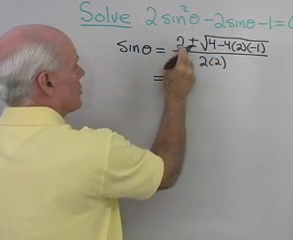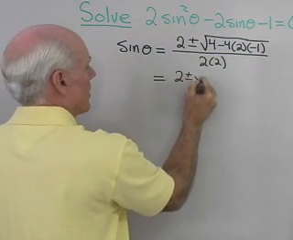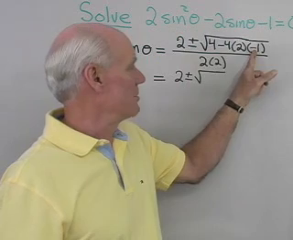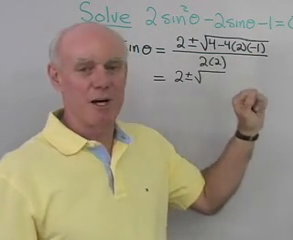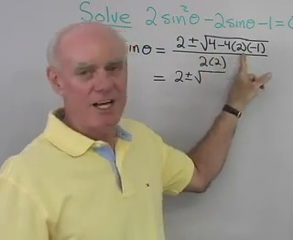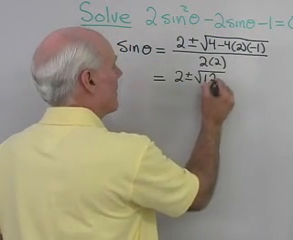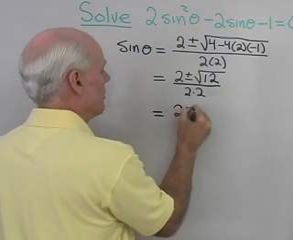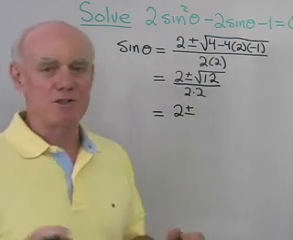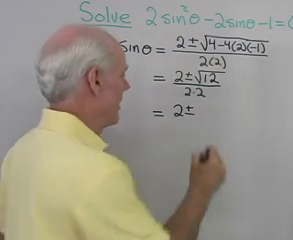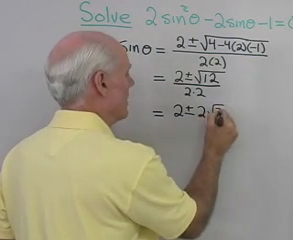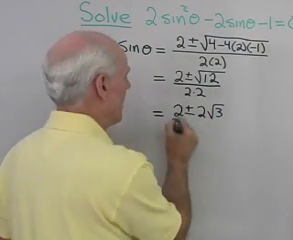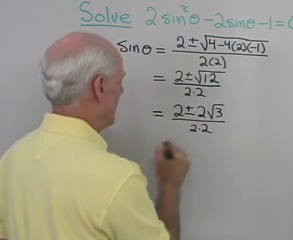All right, let's simplify here. 2 plus or minus square root of 4, subtract 4 times 2 is 8, times 1 is still 8, and a negative times negative is positive, so I have 4 plus 8, which is going to be 12. All divided by 2 times 2. So let's see, 2 plus or minus, square root 12 is the square root of 4 times 3, so I'll simplify that as 2 square root 3, because 4 times 3, that square root of 4 comes out as just a 2, all divided by 2 times 2.